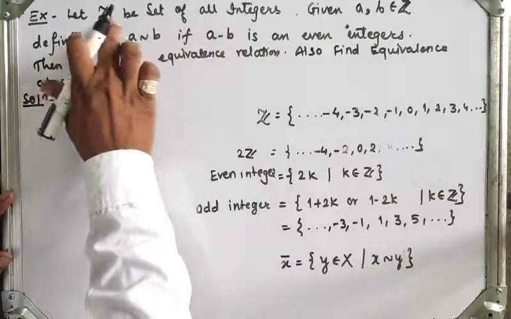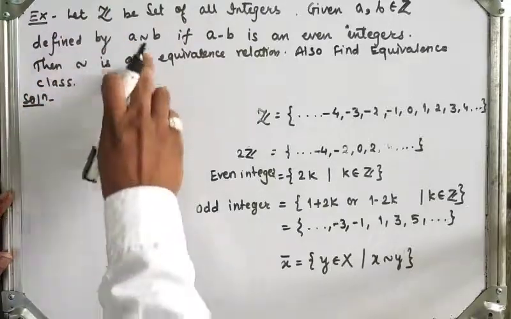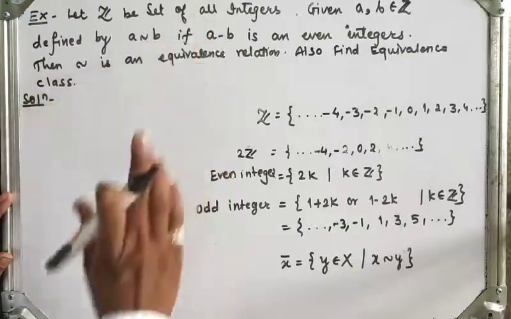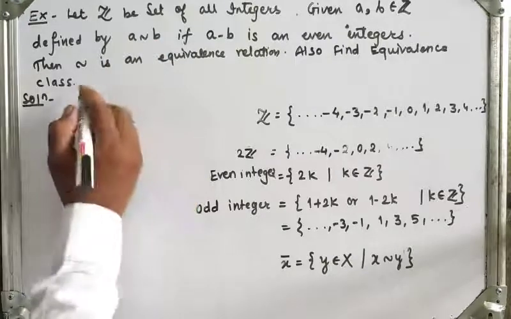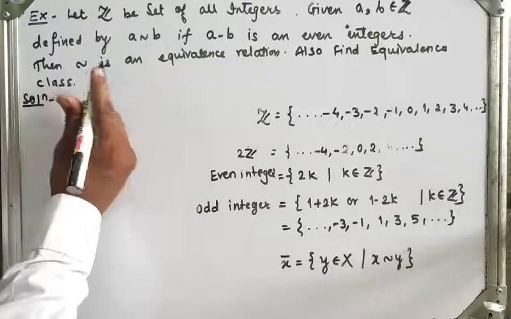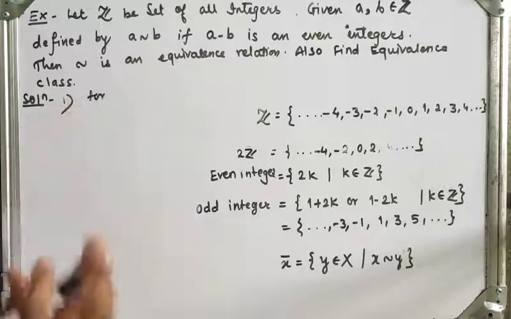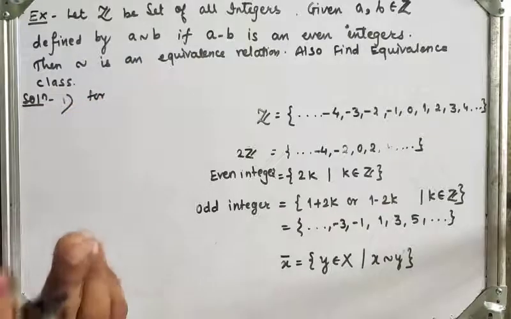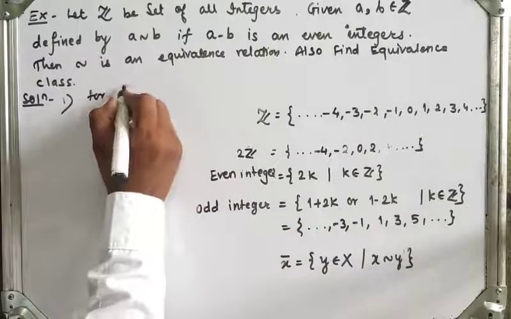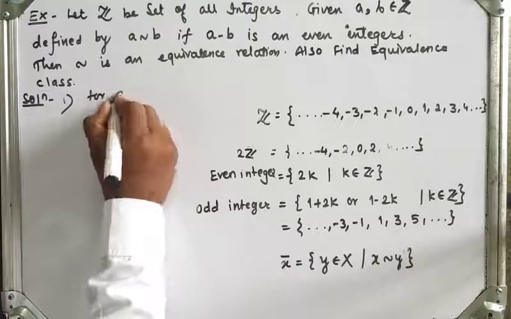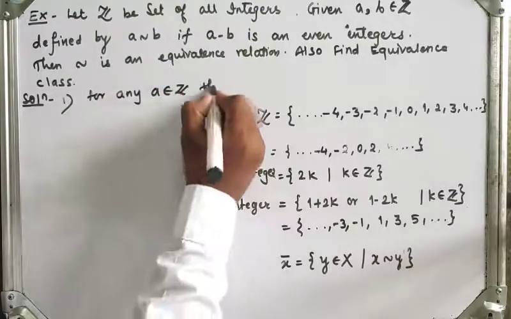First, what is the set we have been given? The set is the set of integers Z, and the relation is A is equivalent to B if A minus B is an even integer. Now solution. First case, we have to show that tilde is a reflexive relation. So for a reflexive relation we want a single element. So which element is related to itself? So I will take any A belonging to the set of integers Z.